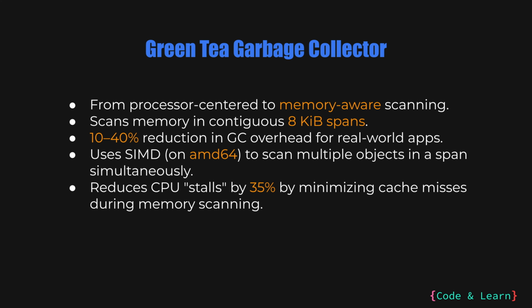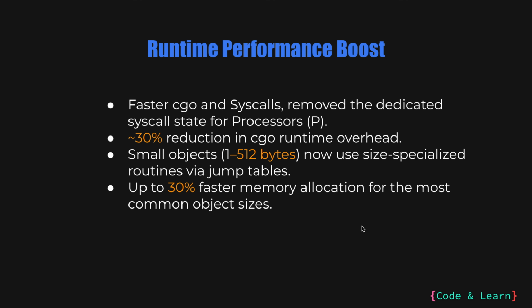The Green Tea garbage collector uses span-based scanning. Instead of traversing the object graph purely by pointer following, it groups objects into spans. It then scans these spans using vectorized instructions. By scanning the memory chunks, it reduces the latency and also reduces the CPU stalls. Overall, it will increase the efficiency of the garbage collector by 30%, which is a great improvement for the garbage collector. Then we have some runtime performance boosts.